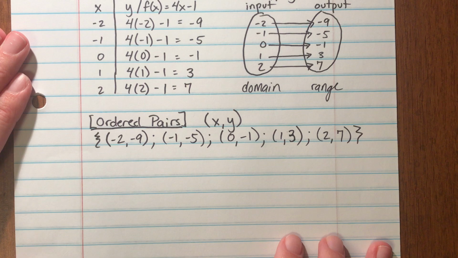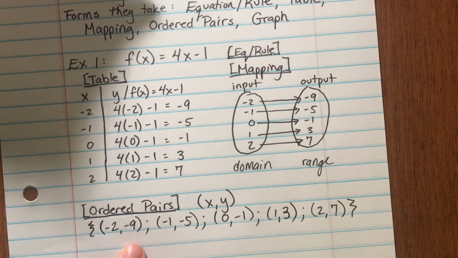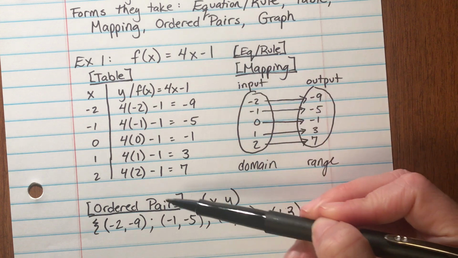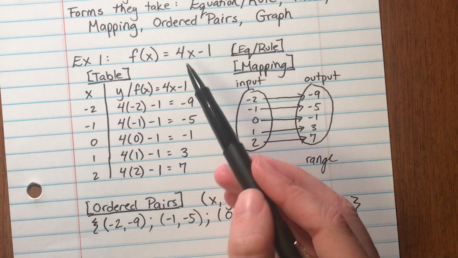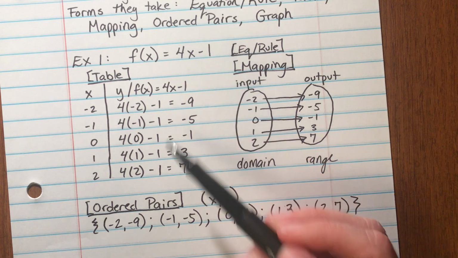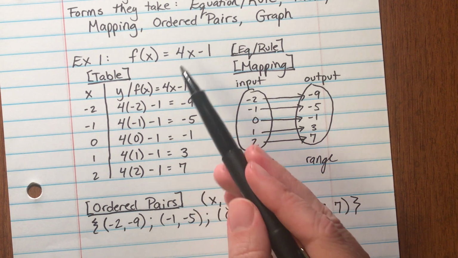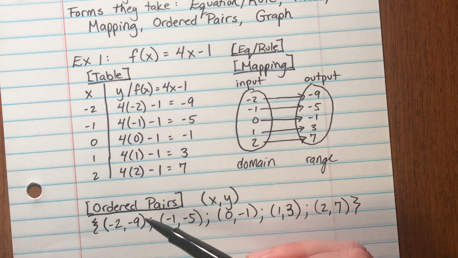And then the last representation, and again, notice, let's go back up here to the rule. You could have, of course, gone from the rule and just picked some input value. So you could start with 4x minus 1. And of course, you could have said, okay, my x is going to be -2. What's my y going to be? Plug in -2, get the answer, and then just write it down for the y.